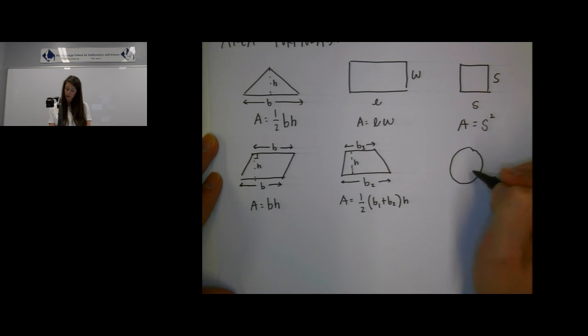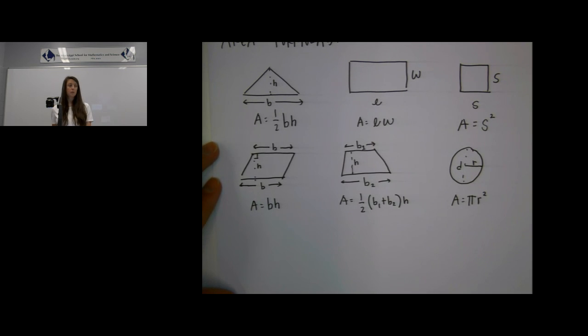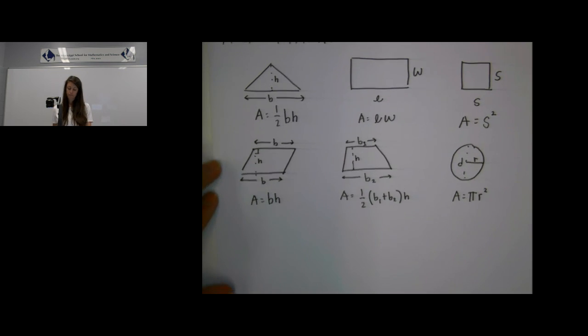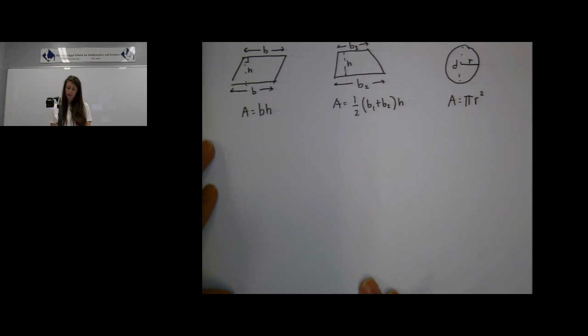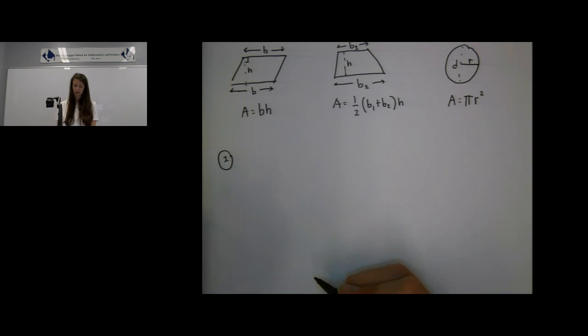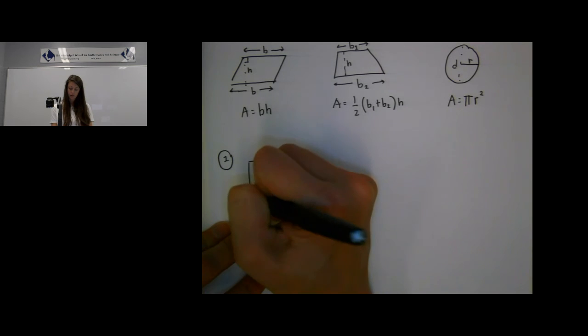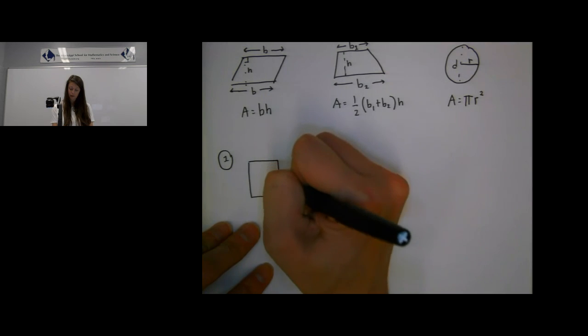And your circle here, remember your diameter is all the way across and your radius is halfway across. So your area here is pi r squared. Okay? All right. So this just gets us warmed up, so all of this should be very easy for you. So this is going to be just kind of quick and let you work on your homework here.